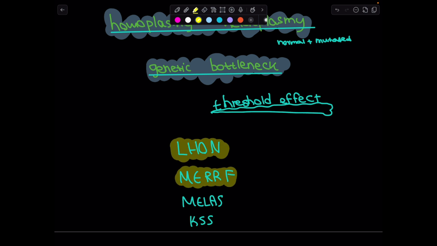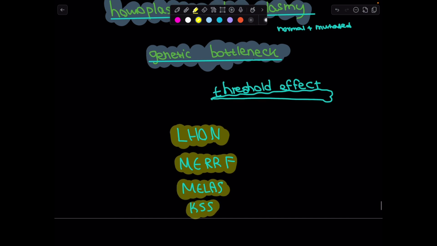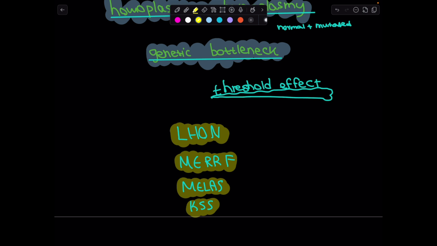m.3243A>G mutation in the MT-TL1 gene encoding a tRNA, disrupts protein synthesis for electron transport chain, ETC, complexes I, III, IV or ATP synthase, lowering ATP output. Tissues with high energy demands, skeletal muscle cells, myocytes, neurons, cardiac muscle, and beta cells of the pancreas are hit hardest. Okay.